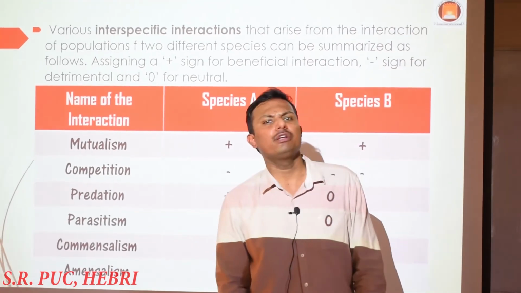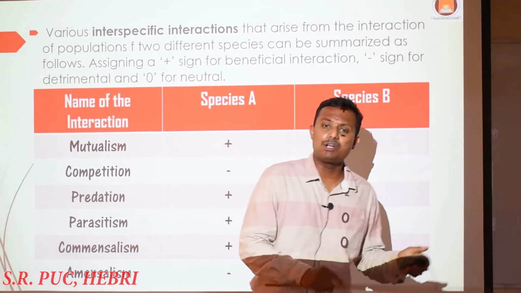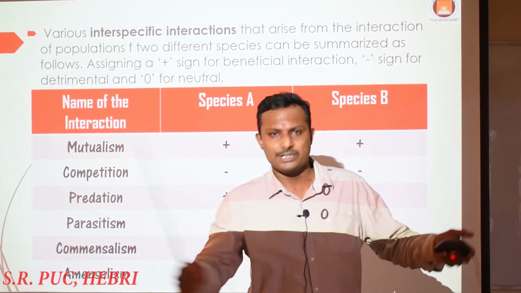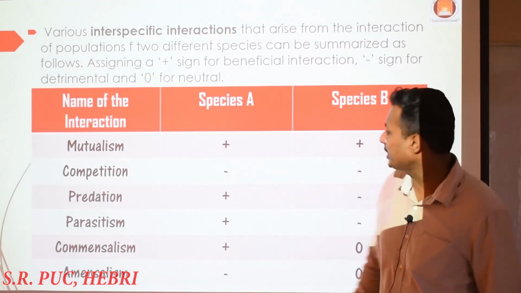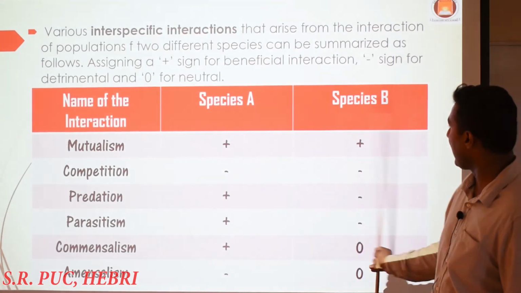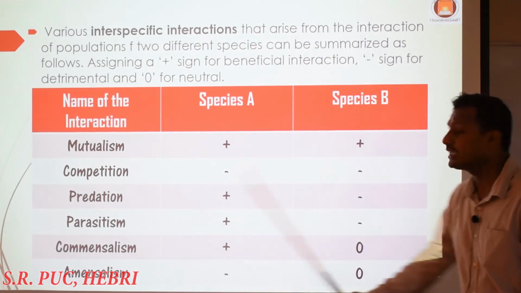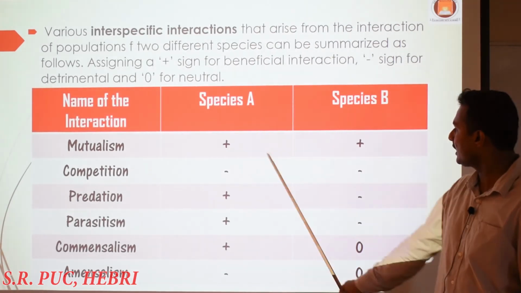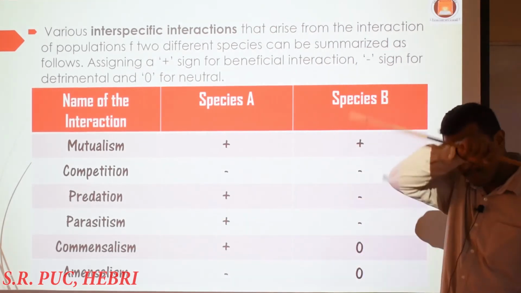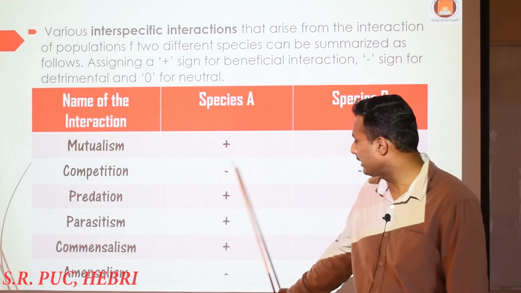Competition may be for different purposes. Competition for food, competition for habitat, competition for mating, competition for many other resources. Whatever kind of competition it can be, in the case of competition neither species A nor species B is benefited, but both are getting harmed. In the case of competition, both are getting harmed. The minus sign denotes the detrimental effect.